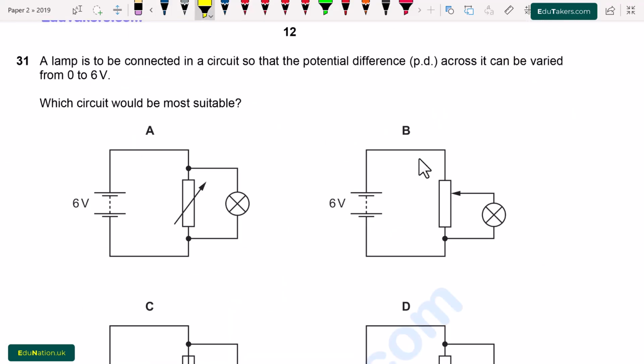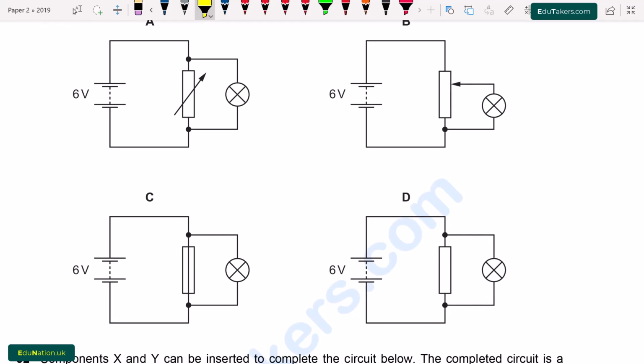Question number 31. A lamp is to be connected in a circuit so that the potential difference across it can be varied from 0 to 6 volt. Which circuit would be most suitable? So there are 4 circuits. We can see here there is a variable resistor and there is also the lamp that is attached across this.